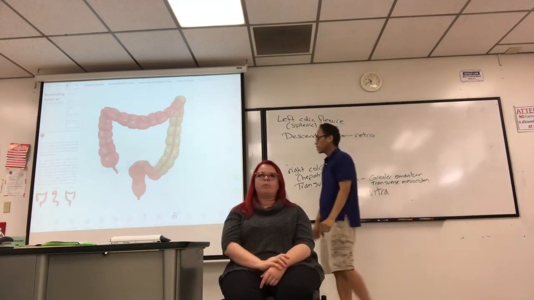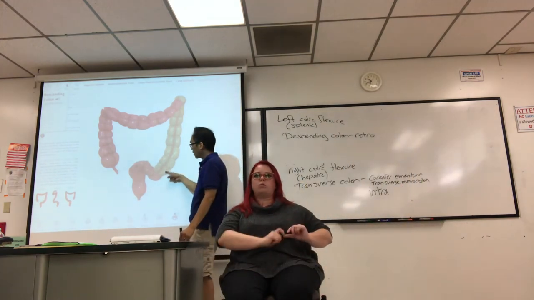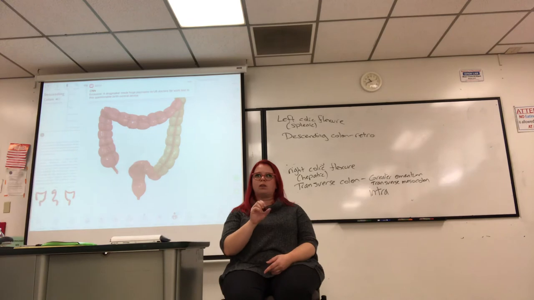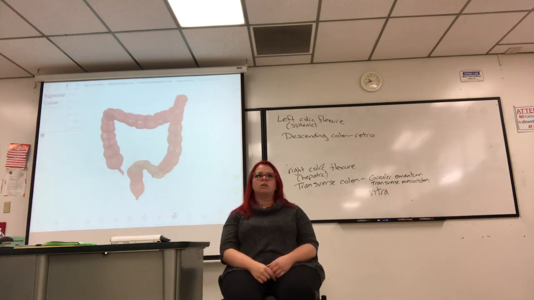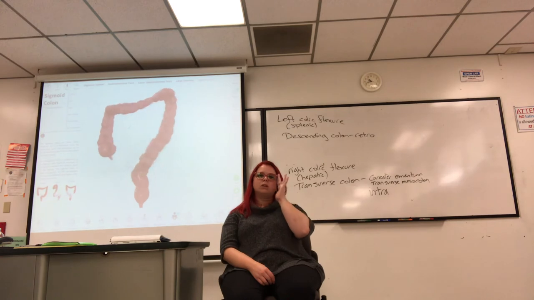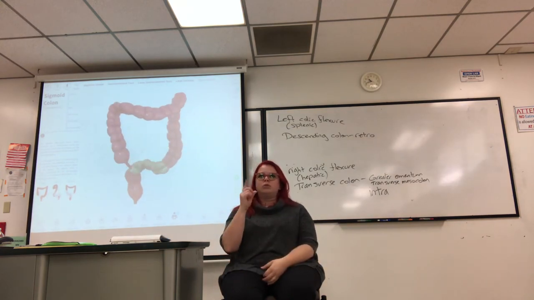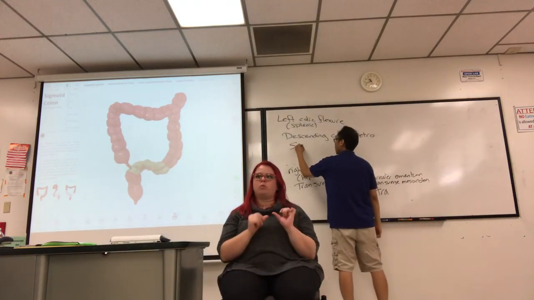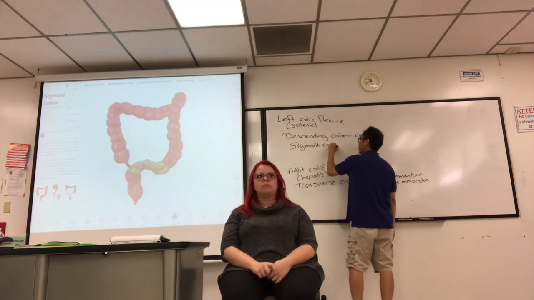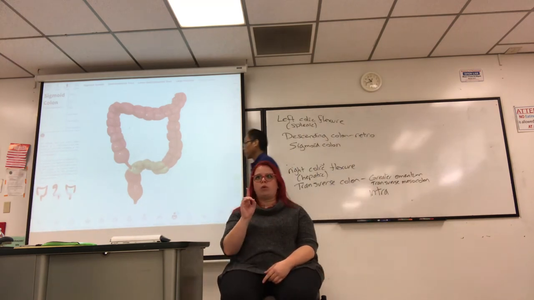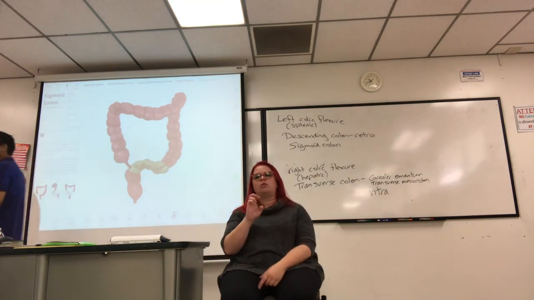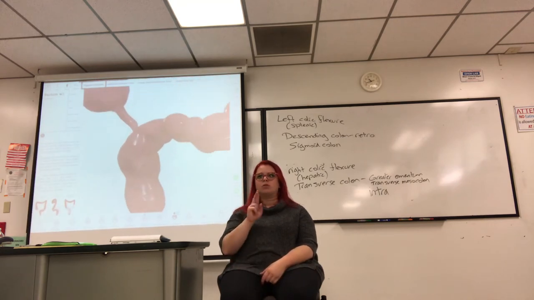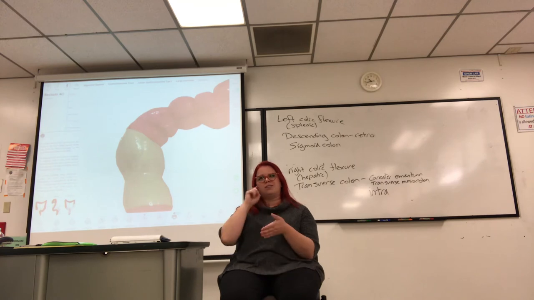It goes all the way down, and it starts to bend as it gets close to the sacrum. That S-shaped part of the colon is called the sigmoid colon, highlighted in green. We're going to stay retro now. The sigmoid colon leads to the rectum, which is a holding chamber for the feces. There's the rectum. It's kind of hard to notice, but that's where the taenia coli ends.